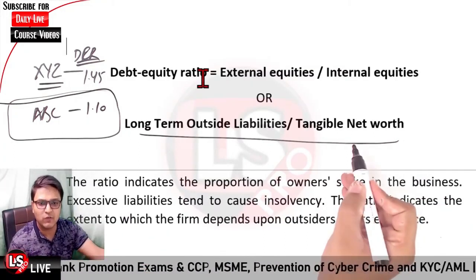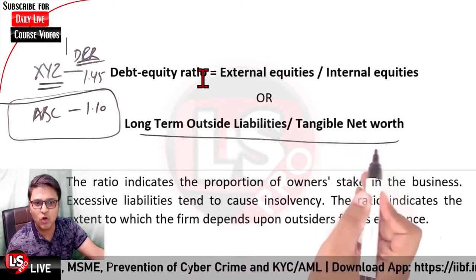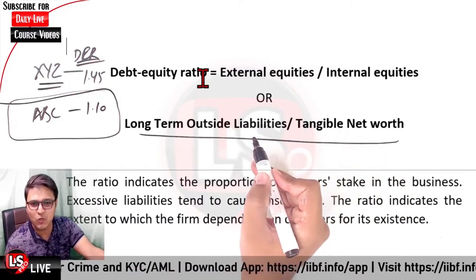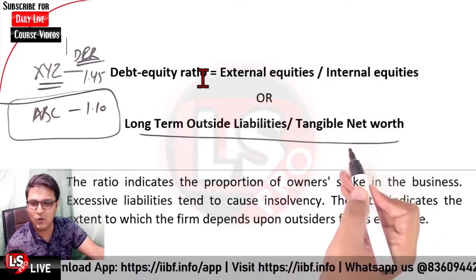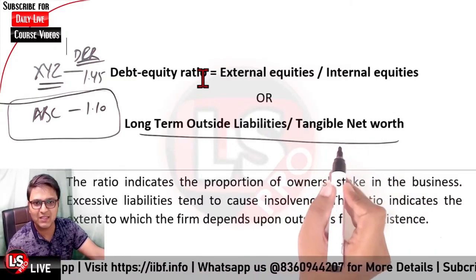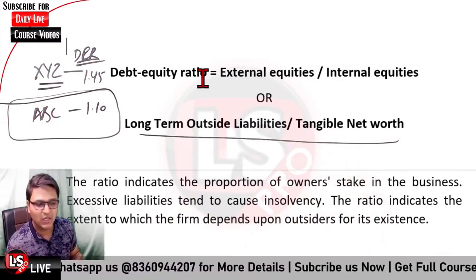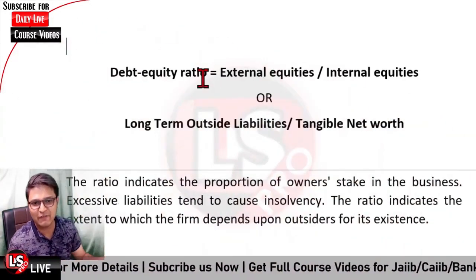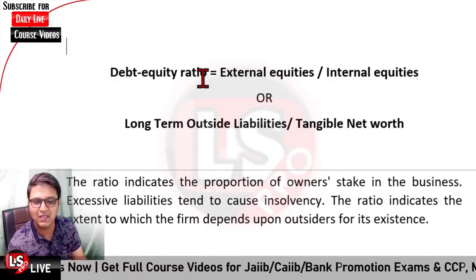Now if tangible net worth is more, that means the owner contribution is more. He is not in tension regarding what amount is to be paid to the outsiders, regarding the outside liabilities. So financial leverage is lesser, and the lesser the financial leverage, the more secured the company is. Financial leverage is definitely required, but very high financial leverage is not desirable.